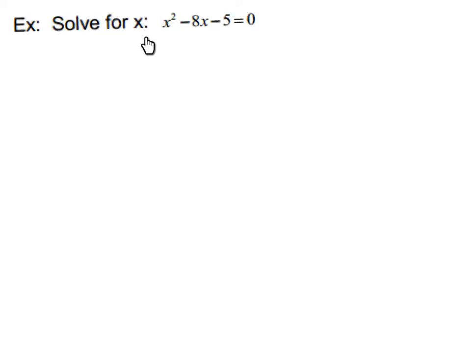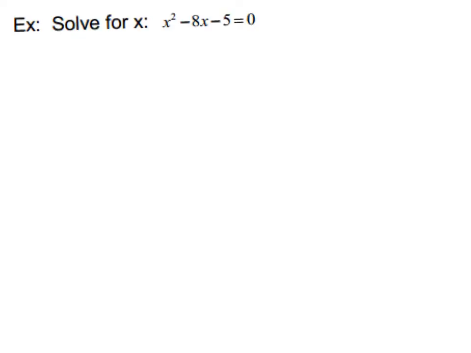Okay, this says solve for x. x squared minus 8x minus 5 equals 0. Now, I usually think factor, but if on a test it says solve for x, you can solve it any way we've learned. But for today, we're going to solve everything by completing the square. Okay? Now, does anything multiply to negative 5 and add to negative 8? No. So you can't do it by factoring.